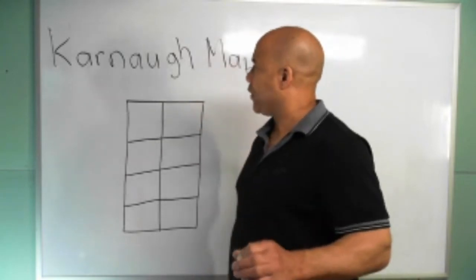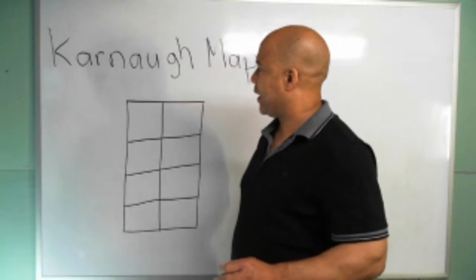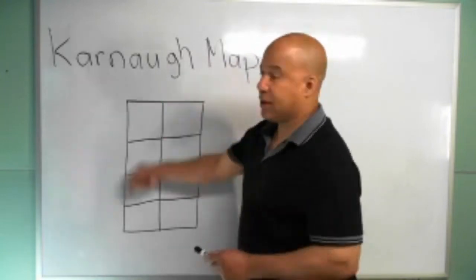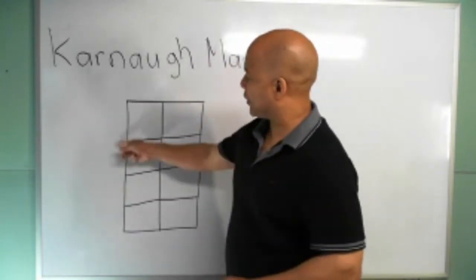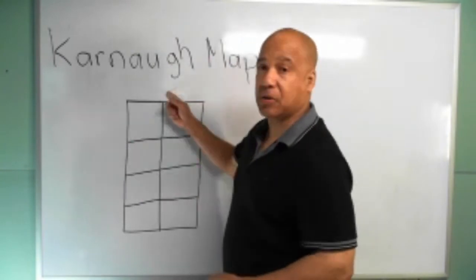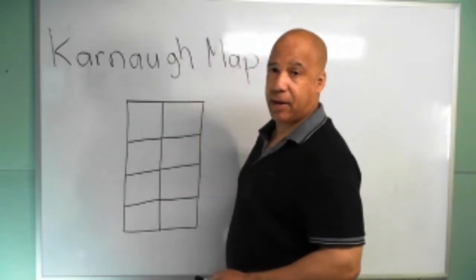Now, what you do with the K-map is, depending on the size, you number the sides of the rows and columns, but you got to do it in binary. Now, this is important.